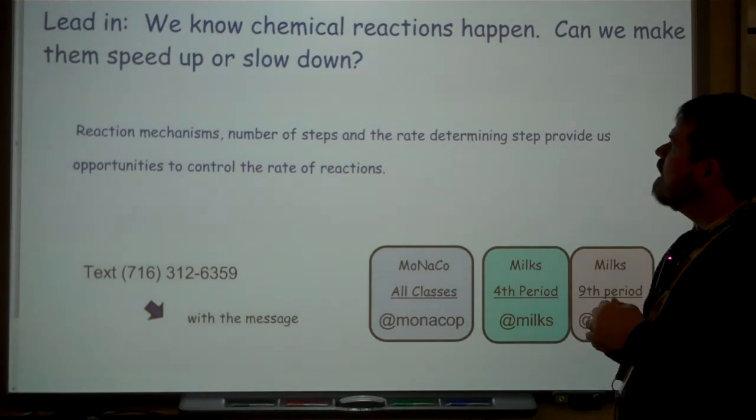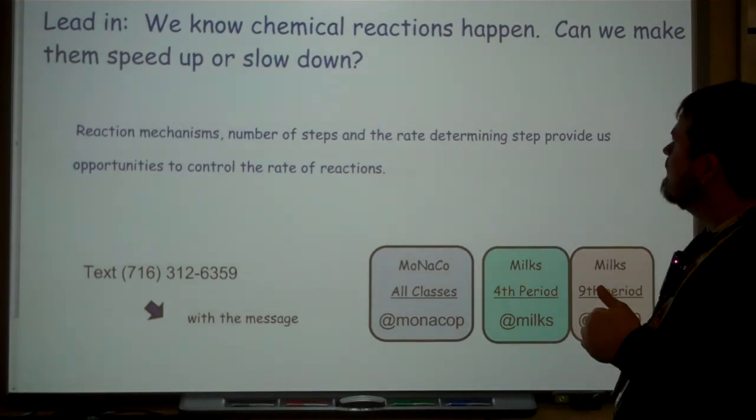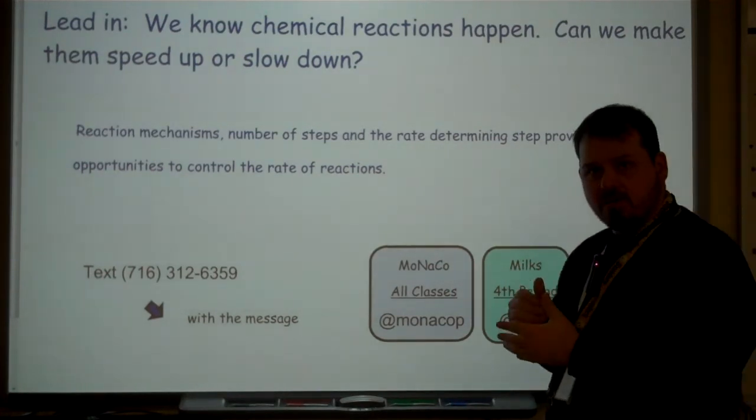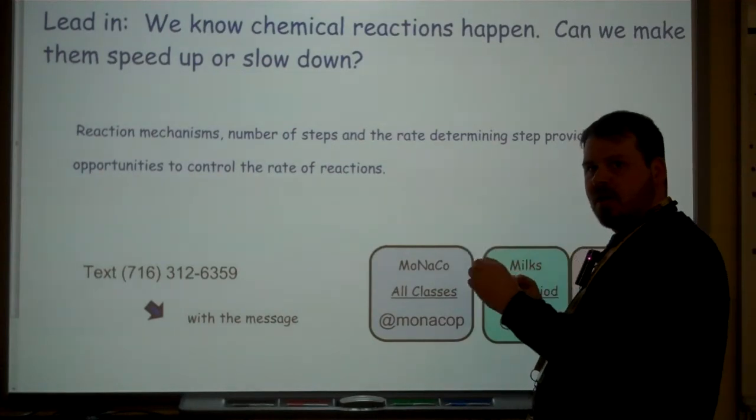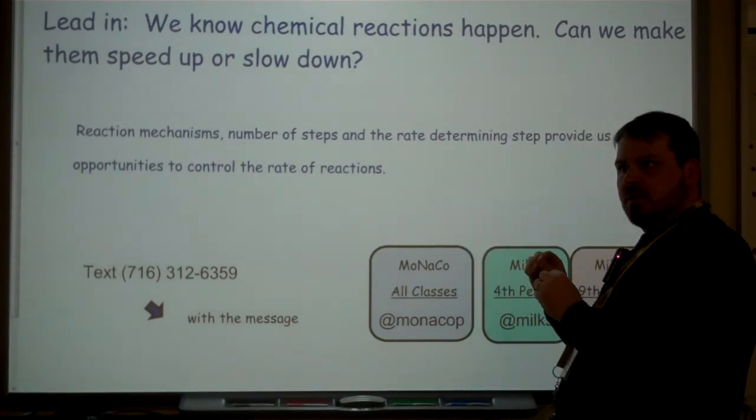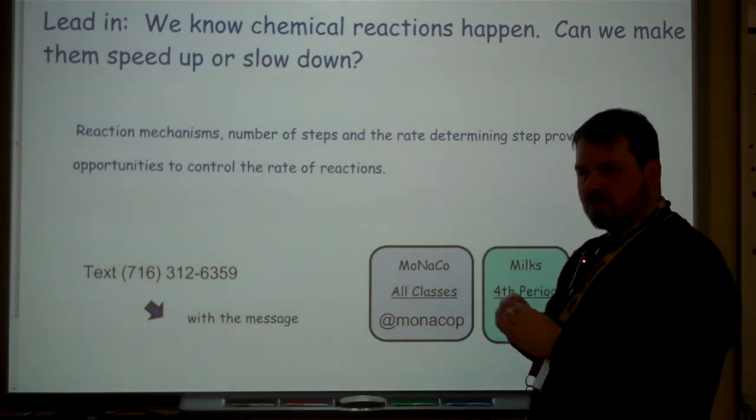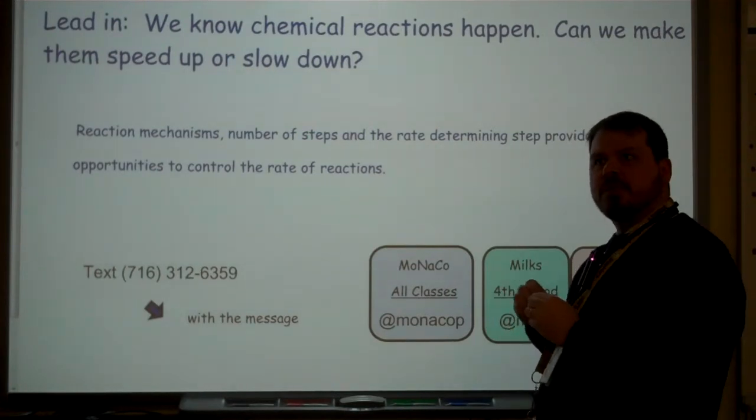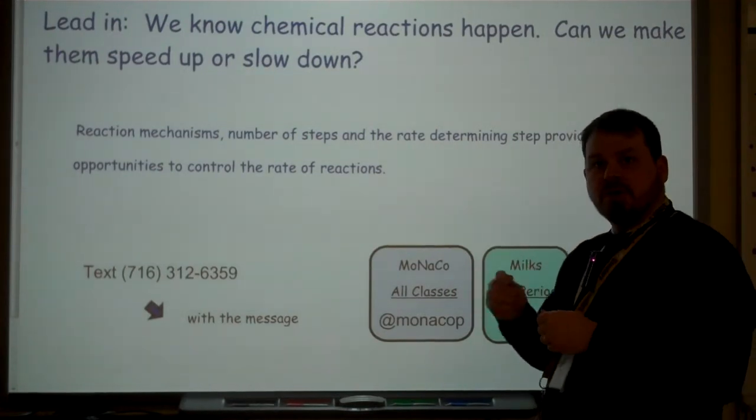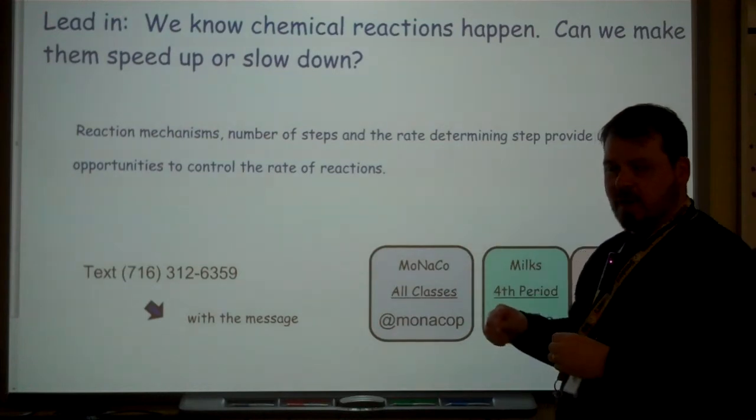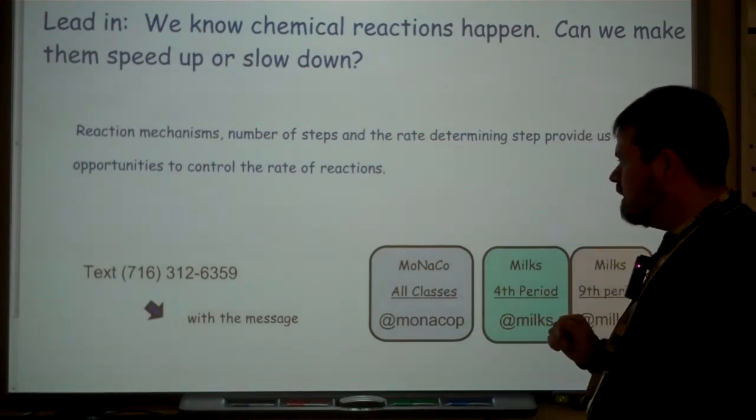So before we start, we know that chemical reactions happen. Can we make them speed up or slow down? We're going to find that the reactions are the steps that make the reaction go. So it's kind of like baking a cake. You got to do certain steps in a certain order, and you can't skip any, and you can't switch them around. So that's how chemical reactions work.